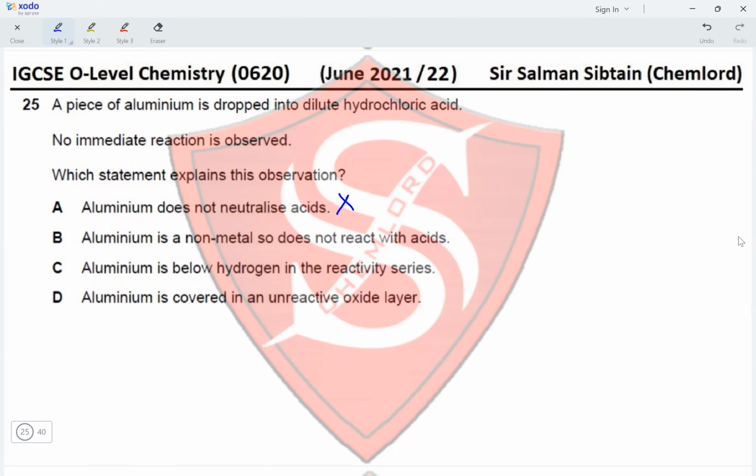Aluminum is a non-metal, so does not react with acid. Aluminum is a metal. Aluminum is below hydrogen in the reactivity series. No, aluminum is well above hydrogen in the reactivity series. Aluminum is covered in an unreactive oxide layer. Yes, this is true. Aluminum reacts with water vapor or oxygen and produces a thin layer of Al2O3 on its surface. This is an unreactive layer of aluminum oxide. So because of this, the aluminum metal does not react upon exposure to dilute HCl in the case given. So this is the correct option for this question. So option D.